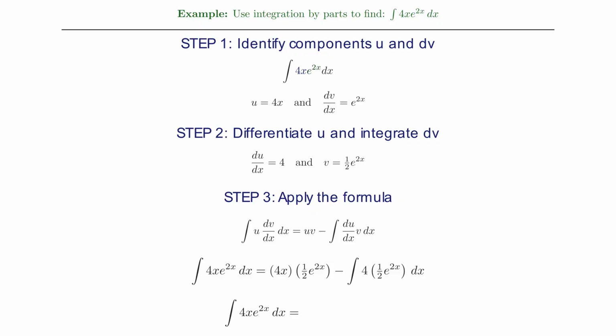4x times the half is 2x, so the first term is 2x times e to the 2x, minus the integral of 4 times a half e to the 2x with respect to x. The 4 times a half is 2, so it's the integral of 2 e to the 2x with respect to x. When we integrate, we divide by the coefficient of the x for the exponential function. So we have to divide by the 2, which will cancel the 2 in the 2e to the 2x, leaving us with just minus e to the 2x plus the integration constant c.